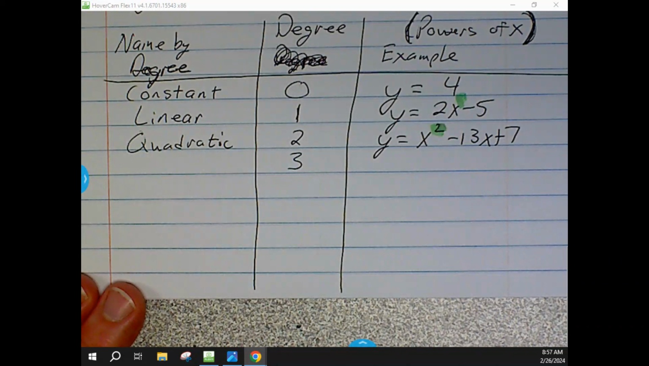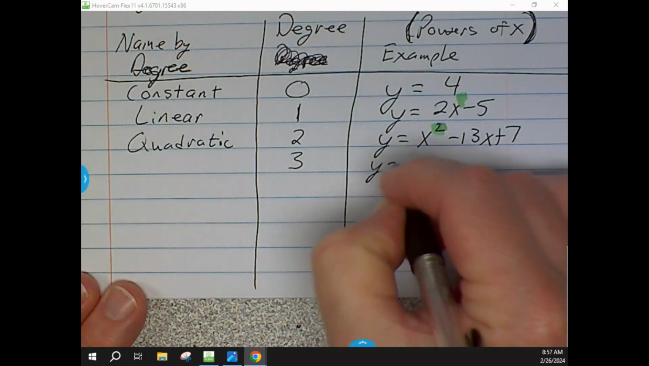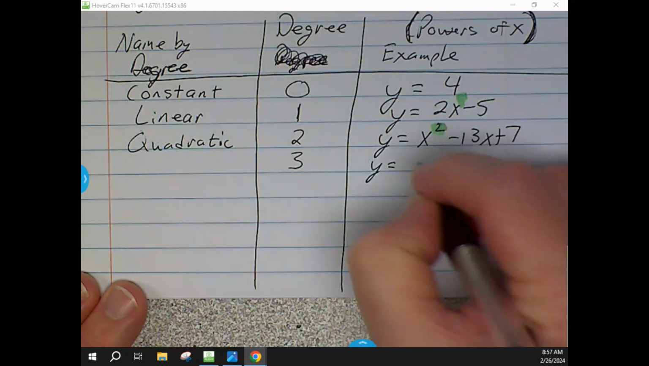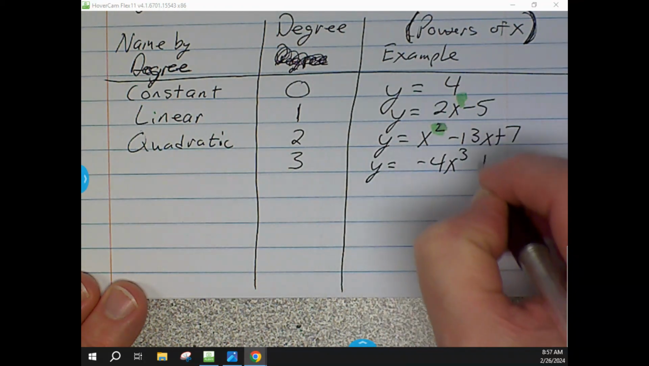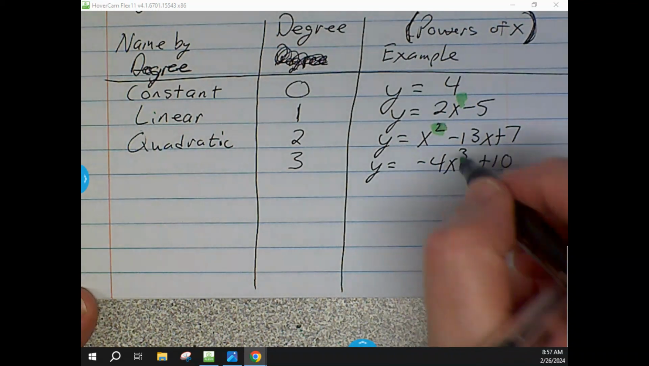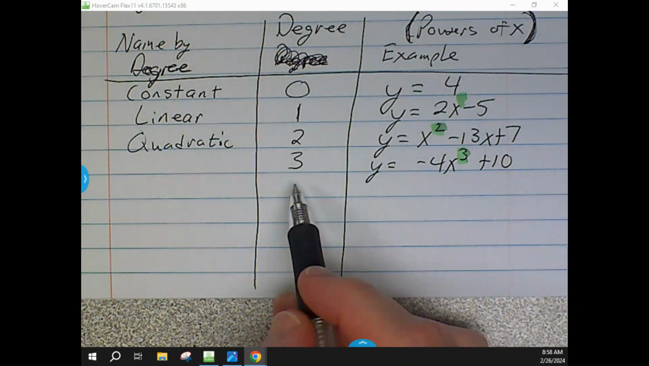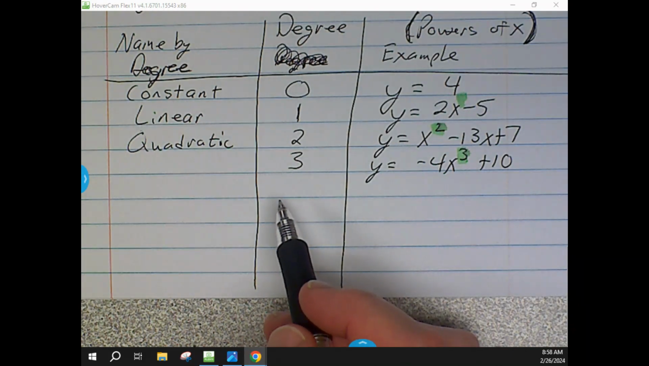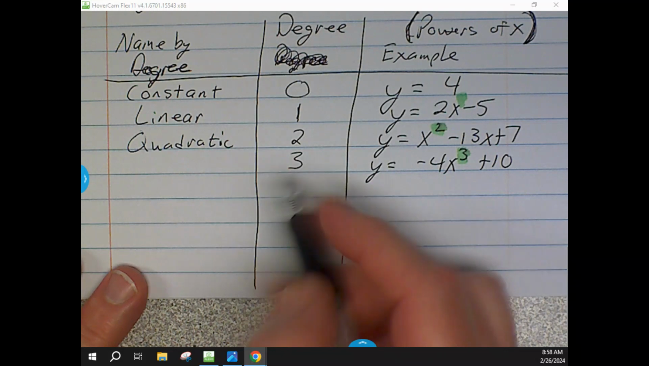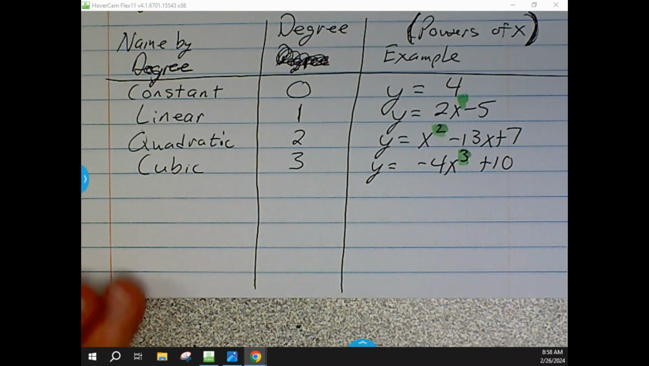Okay, what about something to the third power? Anybody remember that one? So you've got your x to the third power. It doesn't matter necessarily how many terms it has, but the main thing is your highest power is x to the third. So what if you take something to the third power? What's another way you could say that? Anybody remember? Cube? Yeah. If you take something to the third power, that's cubed. So that's going to be a cubic.